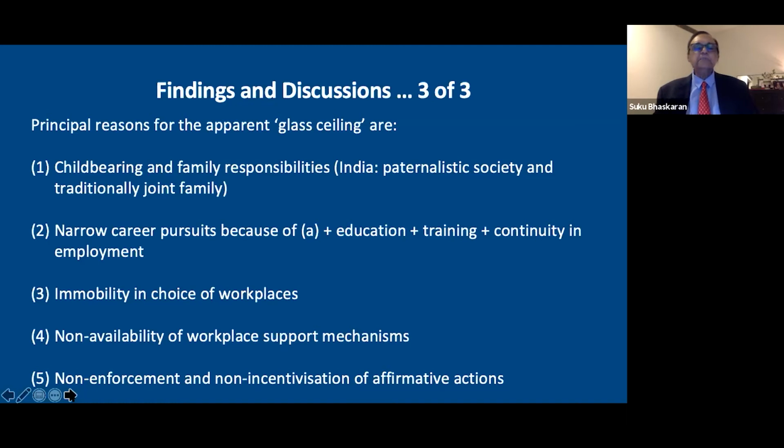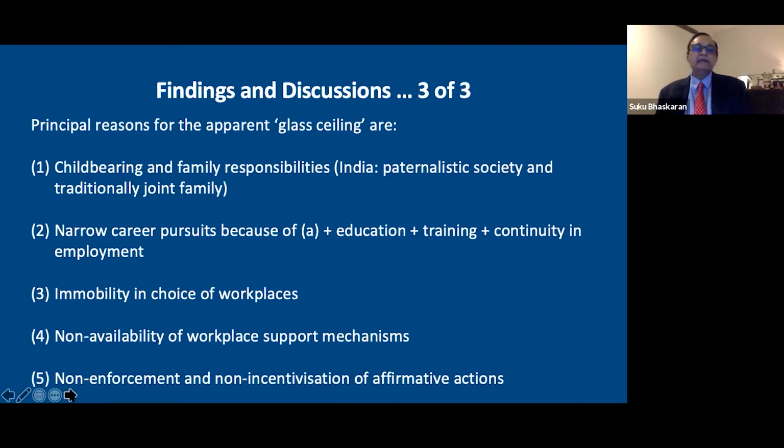Yeah. Then immobility in choice of workplaces. Inevitably, when you get a promotion, you might need to move from Gurgaon to Bangalore or to some other city, and women are most often not able to do that or even go overseas, unless the husband too gets a job there. And therefore, this is a big disadvantage in terms of their upward mobility and breaking out of this glass ceiling effect.